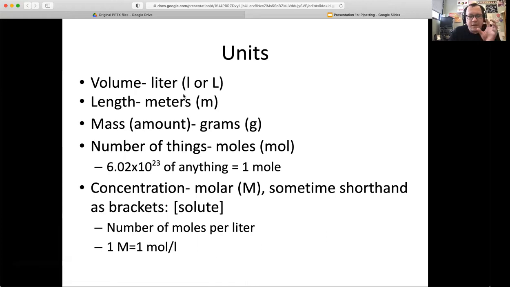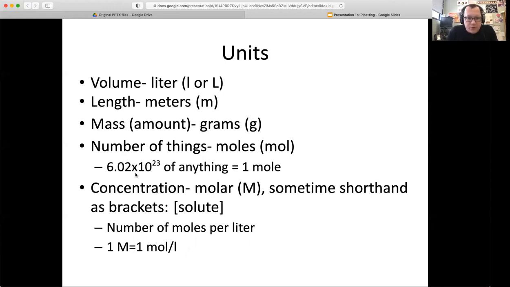When we're always measuring stuff in the lab, there are certain units that we're always going to work with. If we're dealing with volume, it's always going to be a volume measurement in liters, and we symbolize that as a lowercase or a capital L. They're sort of interchangeable. If we're dealing with length, not that we deal with length too much in this lab, we're dealing with meters. When we're talking about the mass of something, this can also sort of be considered the amount of something, we're going to be dealing with grams. When we're talking about the number of things, this is also an amount, a different way of talking about amount. We refer to that as moles.